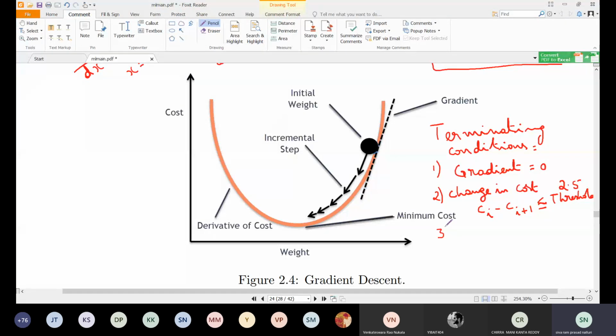We stop. There is no use in going for next iteration. అన్నిటికన్నా ఈజియెస్ట్ టెర్మినేటింగ్ కండిషన్ ఏంటంటే, I will do this only for 100 iterations. I will do this for only 100 iterations. నాకు ఆప్టిమల్ వెయిట్స్ వచ్చినా రాకపోయినా I don't continue further.